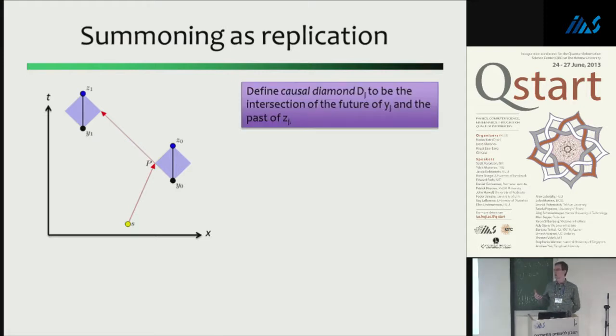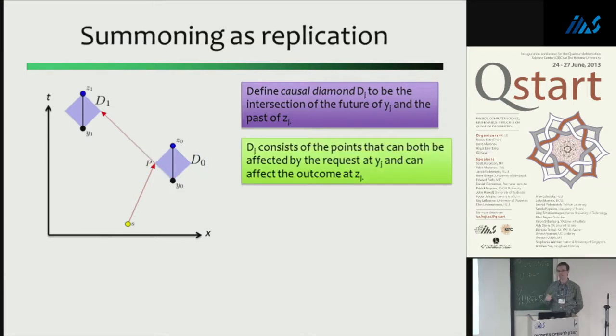I'll define the causal diamond, DJ, associated with the request point YJ and the reveal point ZJ as the intersection of the future of the request point and the past of the reveal point. It just looks like these diamonds here: the future of the request point Y0 and the past of the reveal point Z0. So I have two causal diamonds, D0 and D1. The diamond DJ consists of all points in spacetime that can depend on whether or not the request appears at the associated reveal point, and that can also affect whether or not the information can appear where it's supposed to appear at the reveal point.